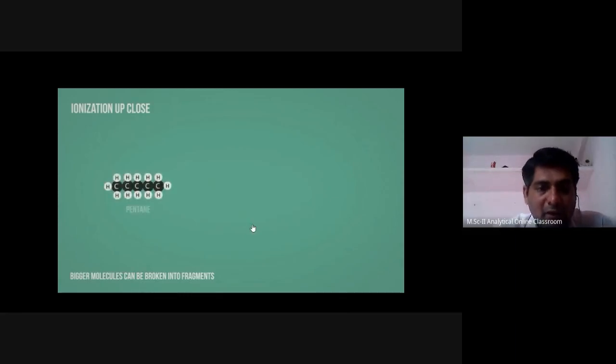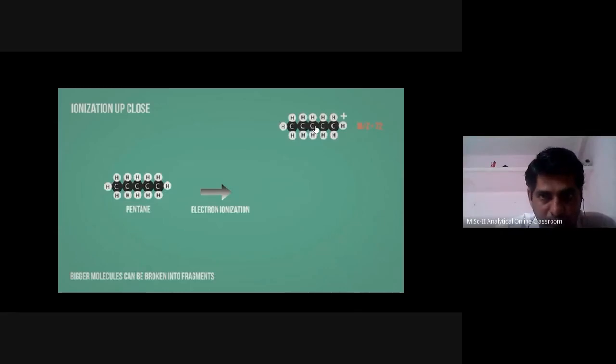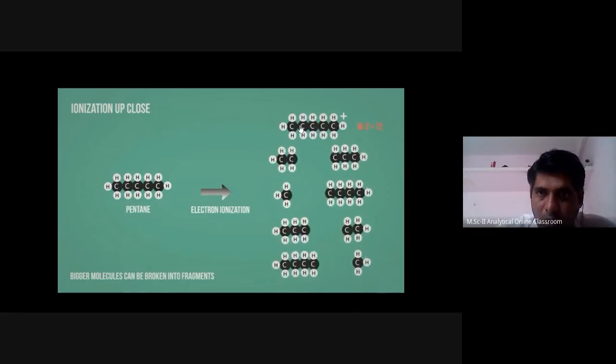Now let's see the fragmentation. What is meant by fragmentation? This is the pentane compound. When an electron collides, there is a formation of the molecular ion. This is the first step, where only one electron is removed. After that, with the electron having sufficient energy, these molecules get fragmented into different types. There are a number of possibilities where fragmentation can take place. So you get various fragments after formation of the molecular ion. In this way, this ionization chamber works.